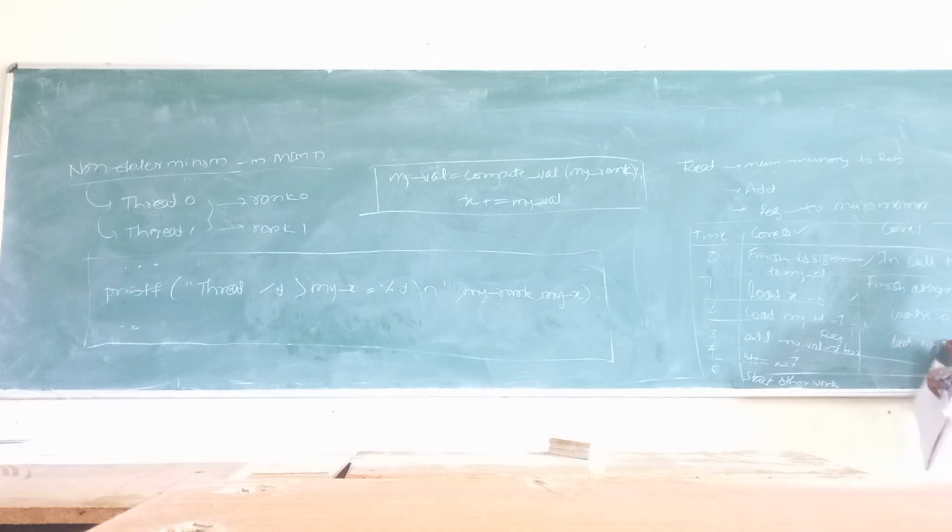Load my value equals to 19. Okay, my value equals to load 19. Earlier it was how much here, sir? 7 here. Again I am taking my value to be 19 here. Then add my value to x. Earlier x is having what value here? 7, but 7 plus 19 we are adding here.